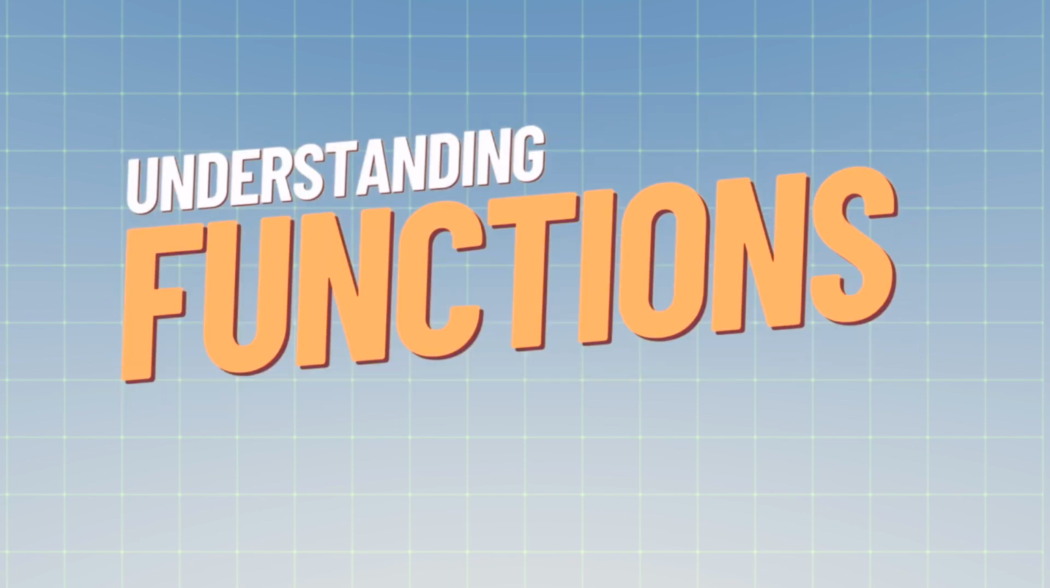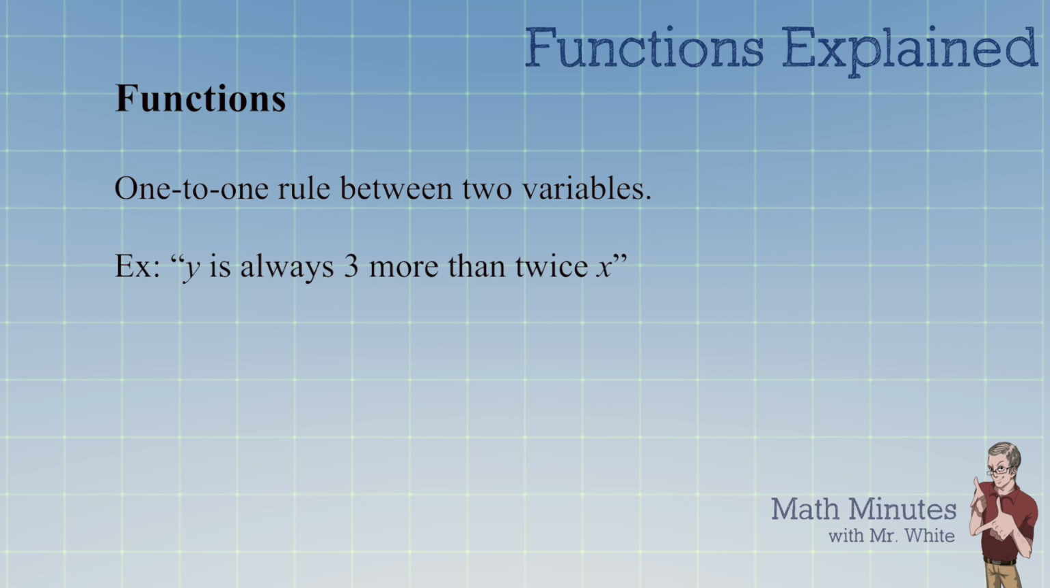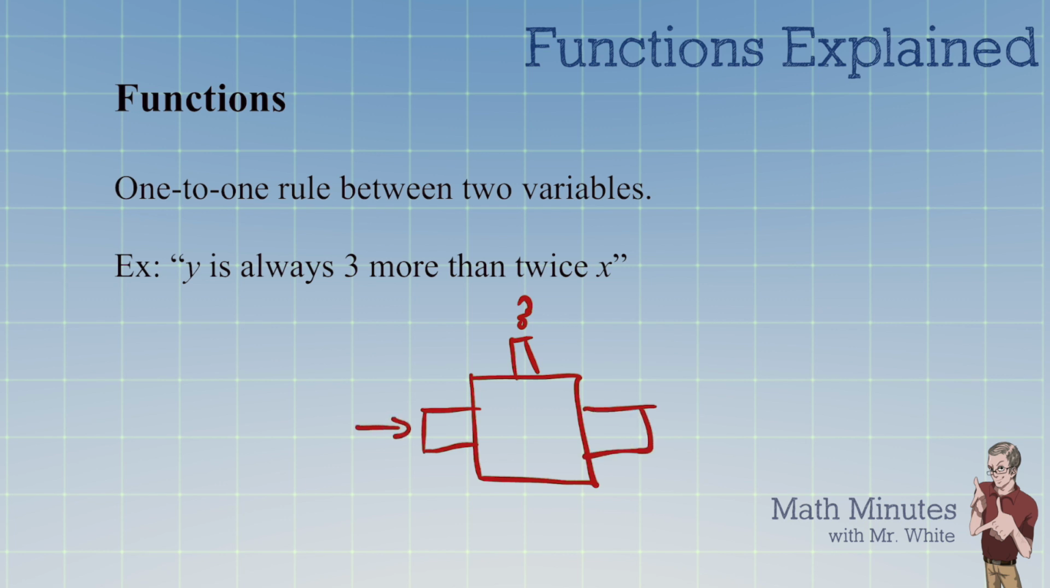One of the big topics in algebra is the concept of a function. A function is a one-to-one rule between two variables. Now, what does that mean? Often, if you go in your algebra book, there will be a picture of some machine, and we put numbers in, and then numbers come out.